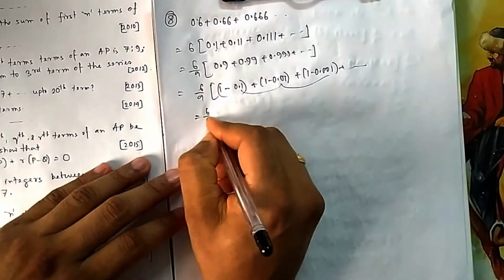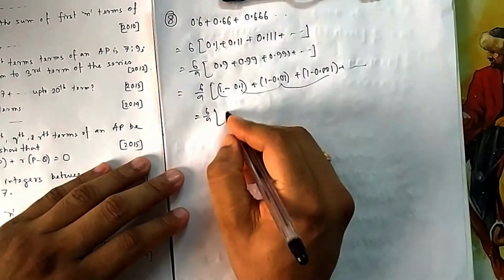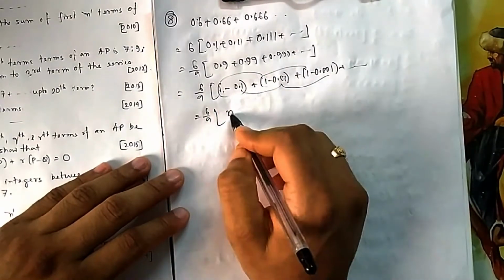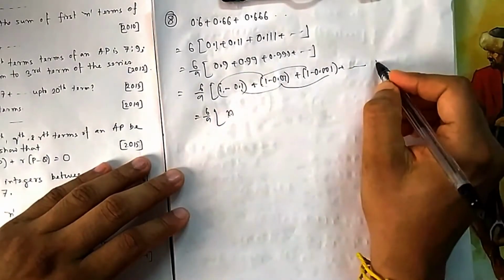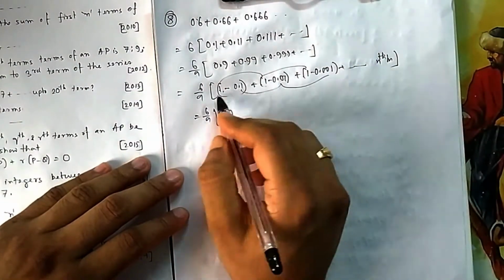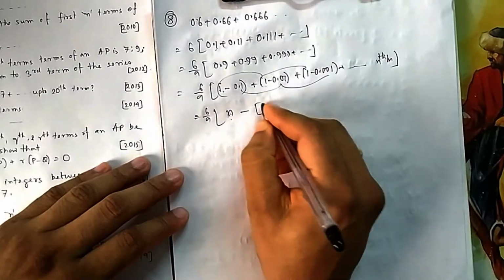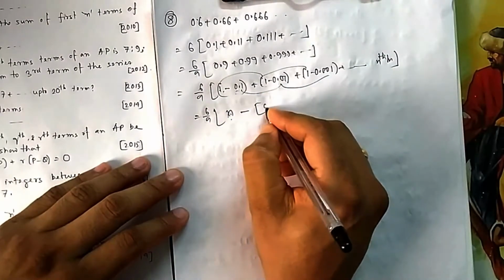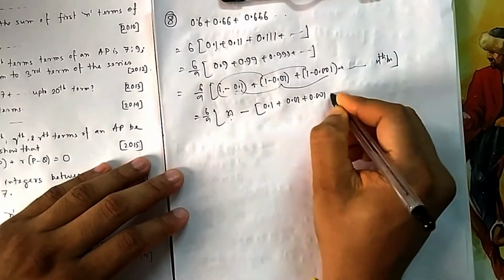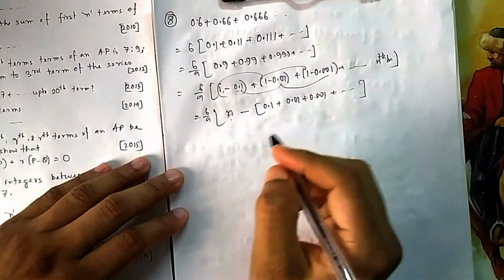Now if you add 1, n times, it will be n. 1 plus 1 plus 1 is 3. If I write three 1s, then it is 3. If I write four 1s, then it is 4. If I write up to the nth term, it will be n. Then minus this, all this if I take common, it will be 0.1, then 0.01, then 0.001. So it is in GP. It is going up to the nth term.